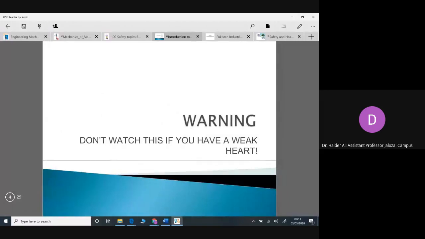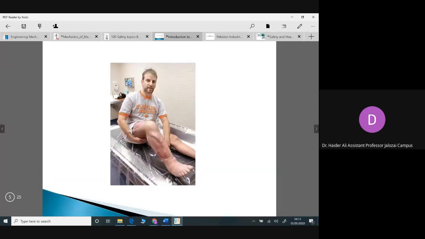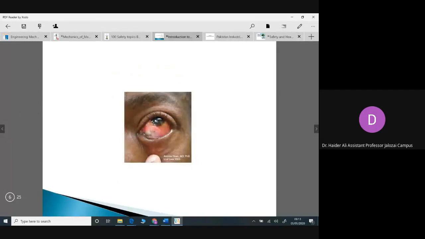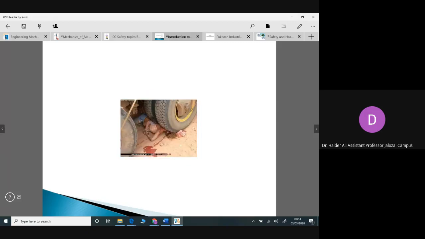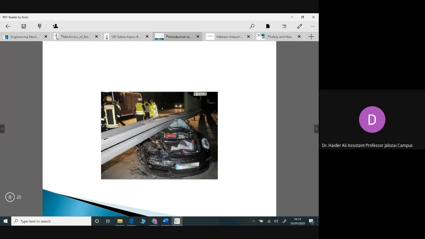Now, the way that we are going to take this forward is I'm going to show you certain images, but like the disclaimer says, if you have a weak heart, please do not look at the screen for the next few slides. This is a person whose leg you can see is severely damaged in a workplace. Another guy showing his eye, which is damaged while working, even more severe. Or you can see here what has happened to the car, and imagine what would have happened to the people that were inside there.